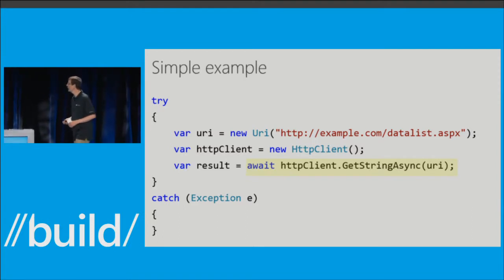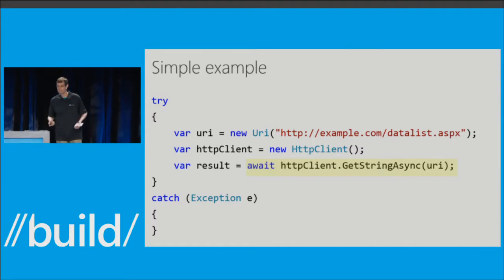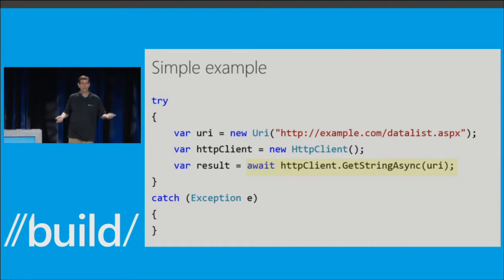So you can see we do HttpClient get string async. What does it take? It takes a URI. All you've got to do is make a URI, make the HttpClient, give a call. We'll return a string to you after doing the proper await stuff.